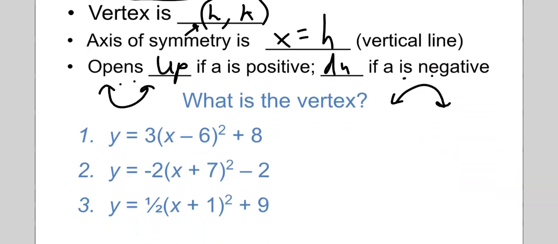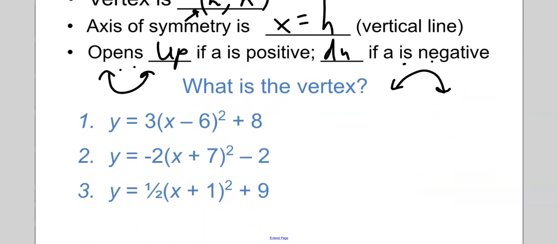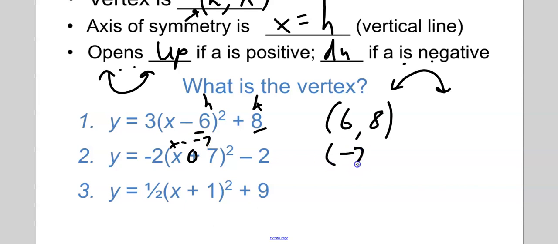So, real quickly, if we look in here and here for h and k, this is h, this is k. So the vertex is going to be simply (6, 8). Now this one's tricky because we have a plus here, so if we wrote it in this form, it would be x minus negative 7. So it is (negative 7, negative 2). And this one would be (negative 1, 9).